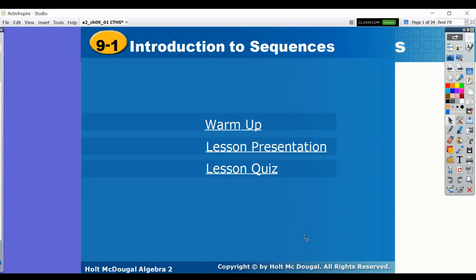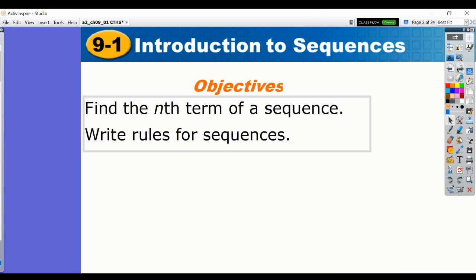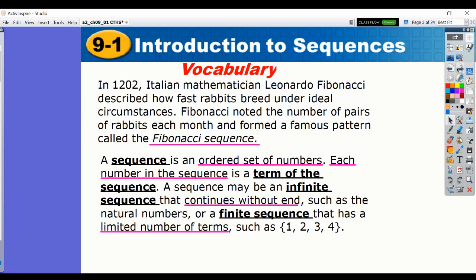Welcome to Algebra 2, Chapter 9, Section 1. We're going to be talking about sequences and eventually series in this chapter. So first of all, we have some notation to learn about. We're going to talk about the nth term of a sequence and how to write different rules for sequences, a little bit of vocabulary, and some interesting sequences.